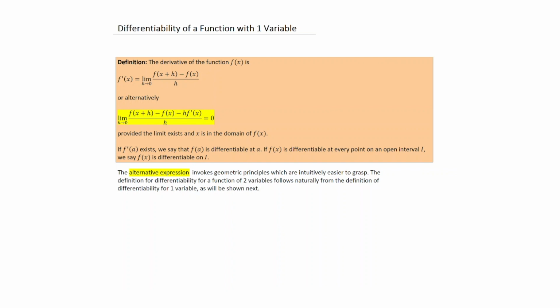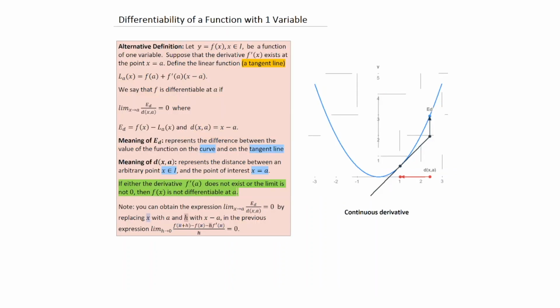All right, so you might ask yourself, why do we write it in two different ways? Well, the alternative expression invokes geometric principles which are intuitively easier to grasp. And also, the definition for differentiability for a function of two variables follows naturally from the definition of differentiability for one variable, as will be shown next. So let me spell out in more detail the alternative definition.